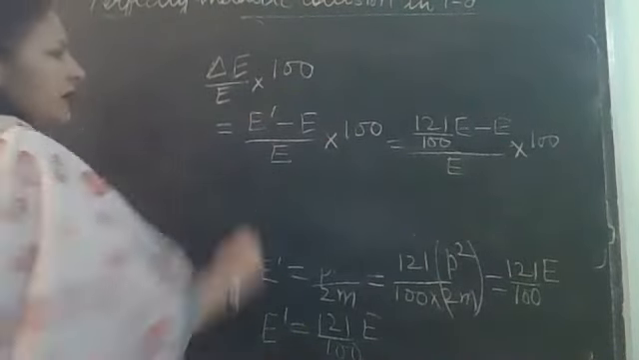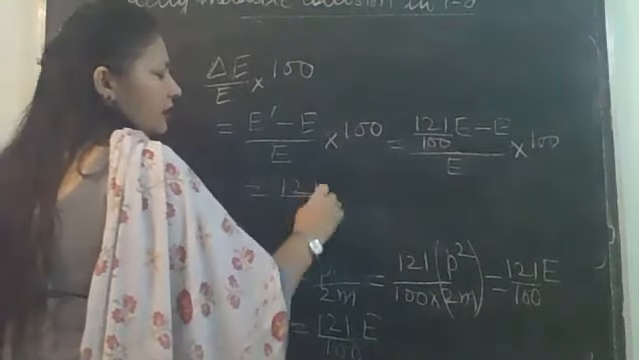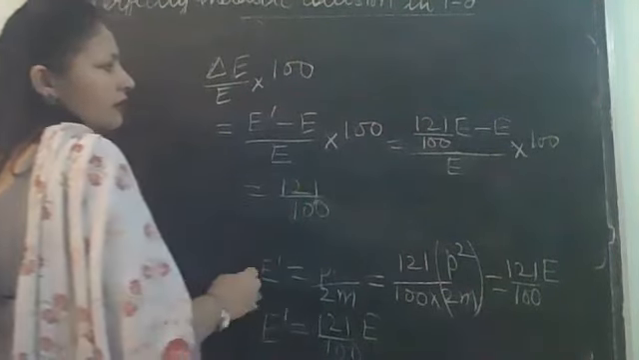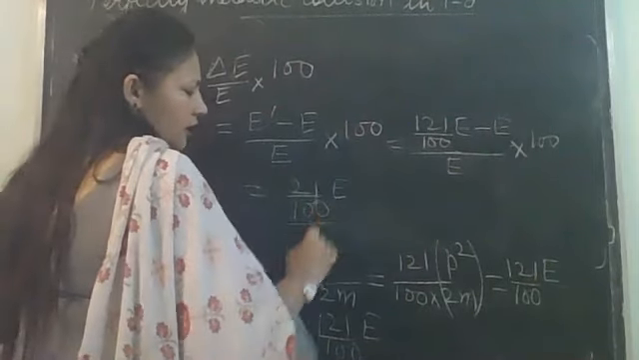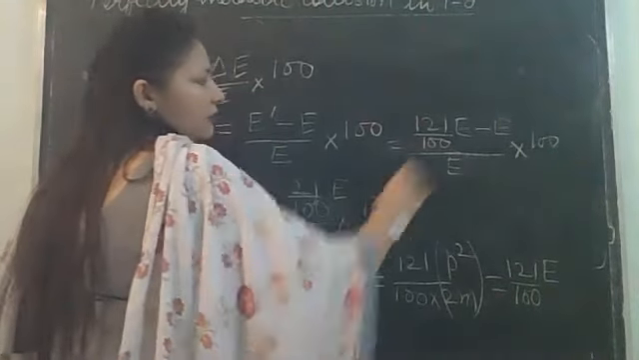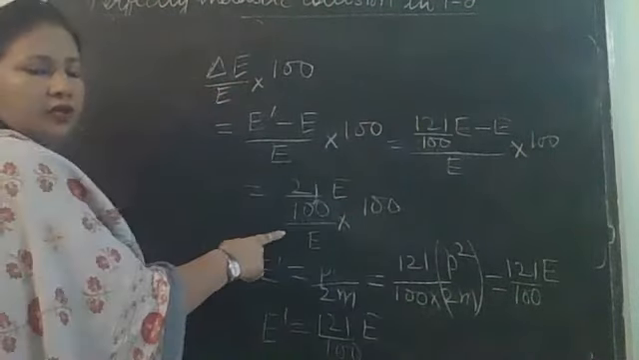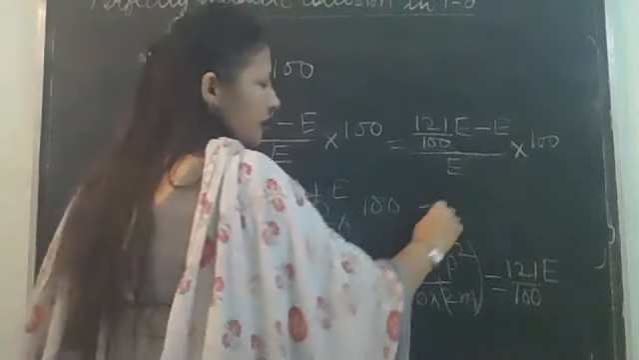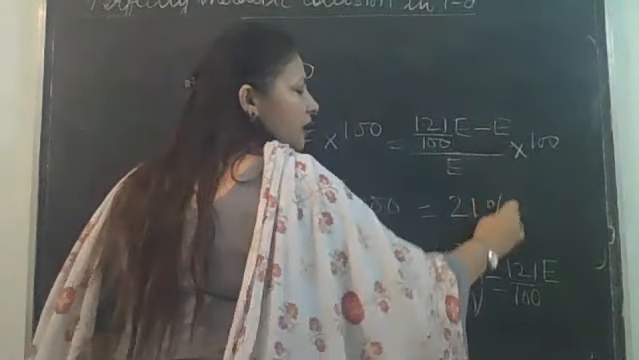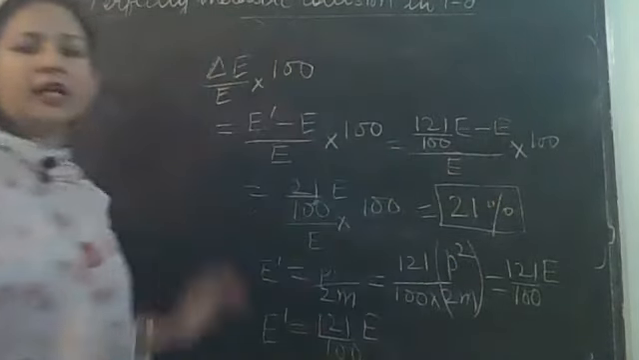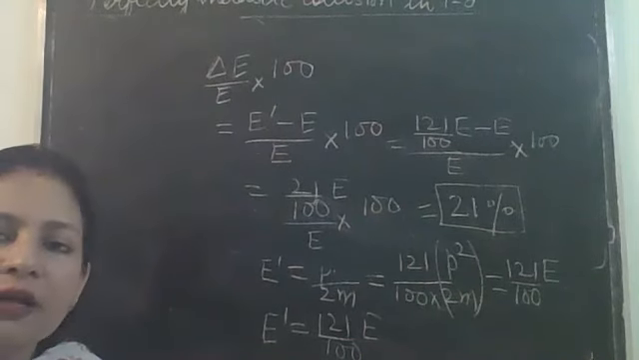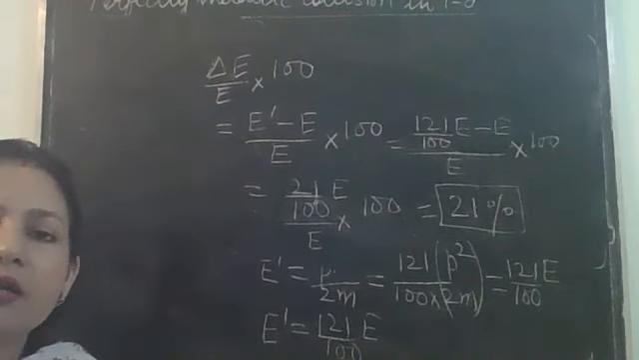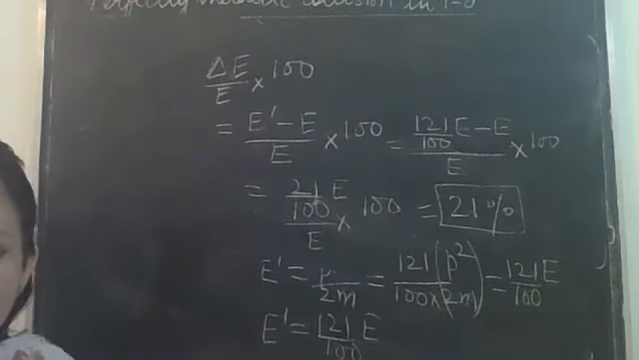Okay, this becomes 121 by 100 minus 100 by 100, that will be 21 E by 100 over E, into 100. After solving this, we get 21 over 100 into 100. So 100 gets cancelled, E gets cancelled, and we get 21%. So the kinetic energy increases by 21% if the momentum increases by 10%. So this is our answer.